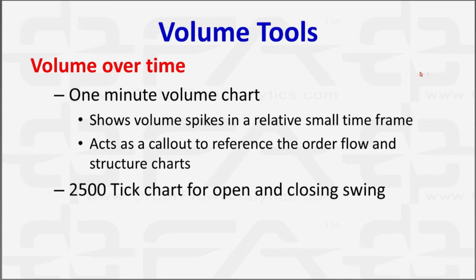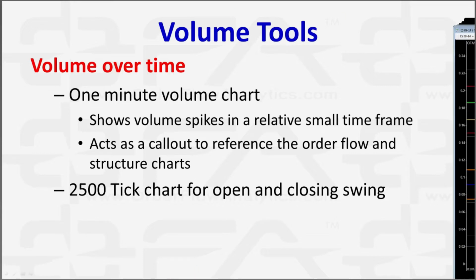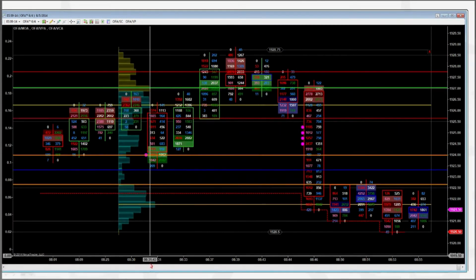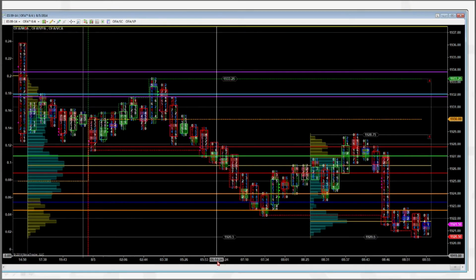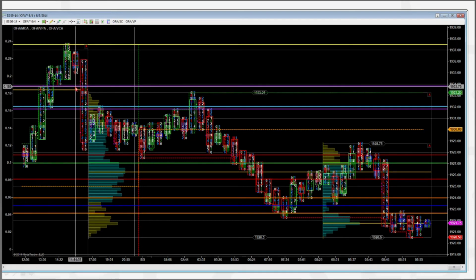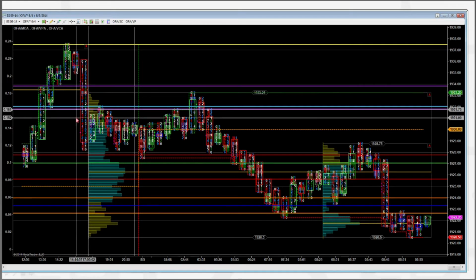I also use a 2500 tick chart for open and closing swings. And here's the reason again. Our closing swing yesterday, let me go back here. The closing swing for yesterday was 1931.75 to 1933.75.